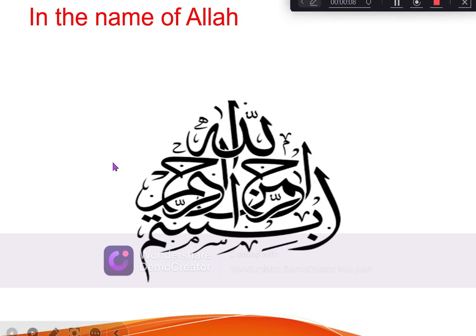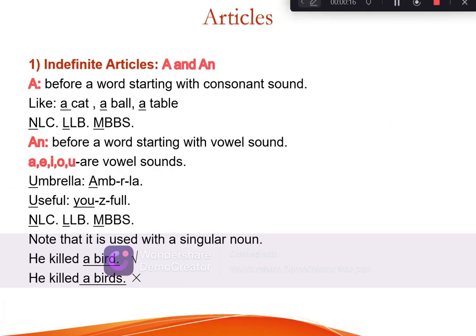In today's video lecture, we are going to discuss the proper usage of articles, definite as well as indefinite articles. So dear learners, indefinite articles are a and an. These two are indefinite articles.